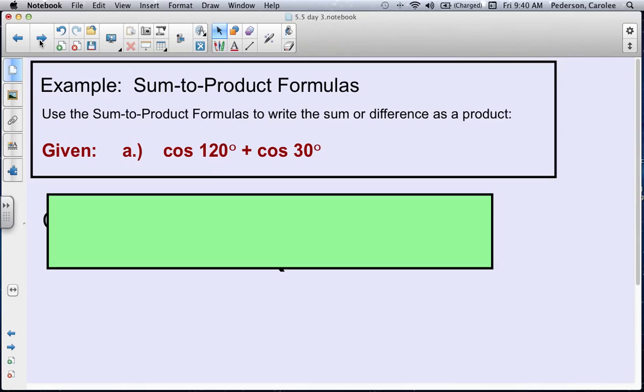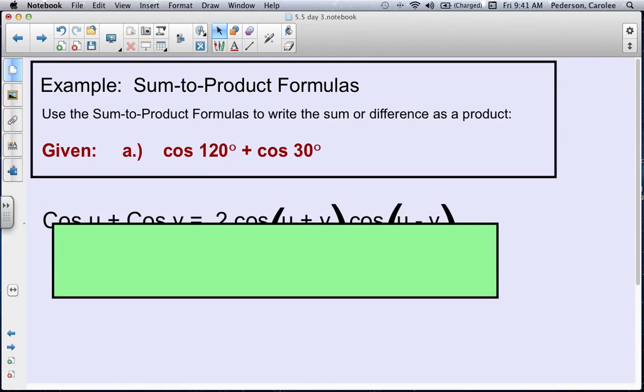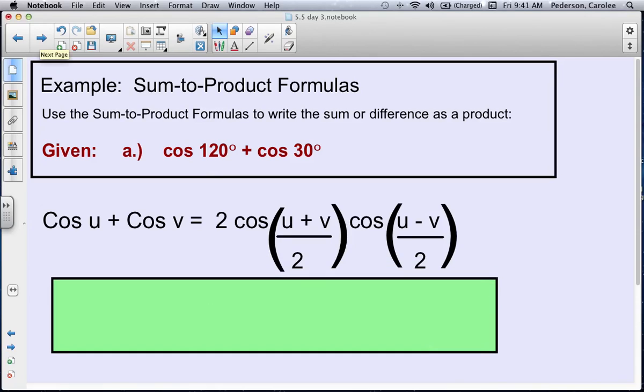See if you can find it on your gold sheet. After you write down the given, the cosine of 120 degrees plus the cosine of 30 degrees, that's cosine of U plus cosine of V. Cosine of U plus cosine of V, yes. And then the right-hand side is pretty lengthy. Does it look like that on your formula sheet? So we need to identify 2 pieces, the U and the V, now to substitute in.